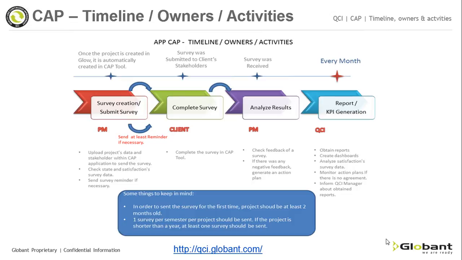Another issue to consider is you can send a survey to more than one stakeholder. So if a project has more than one response in the same period of time, we consider the final score as the average of the responses. If your project needs a waiver for a survey, create a project waiver request issue in the corresponding project in Jira.